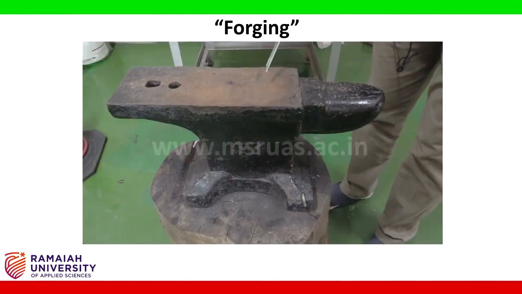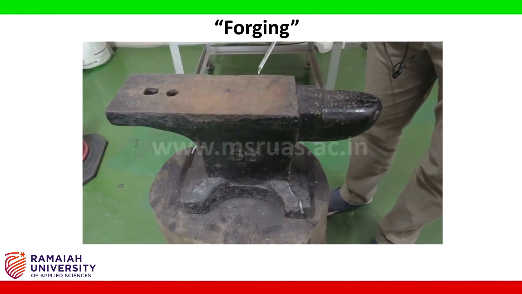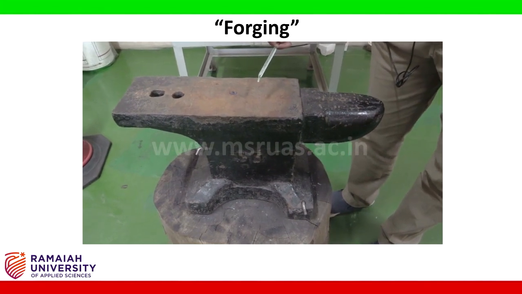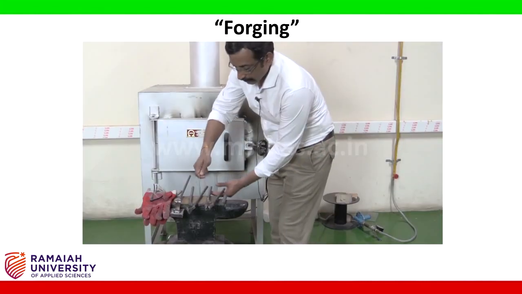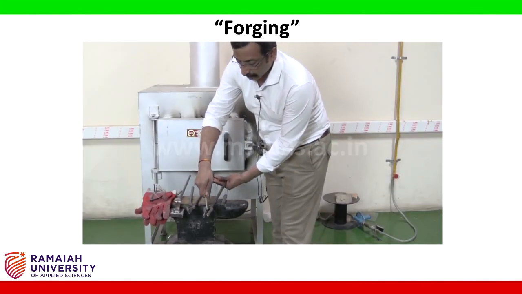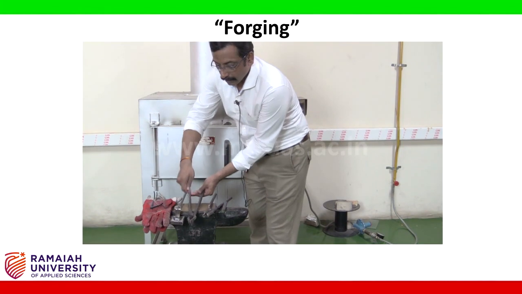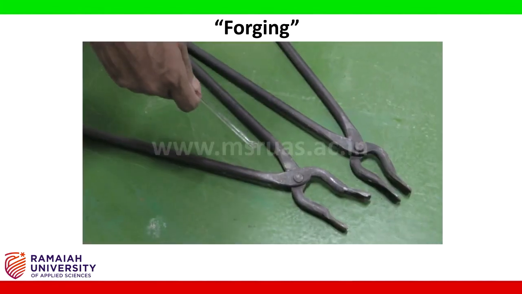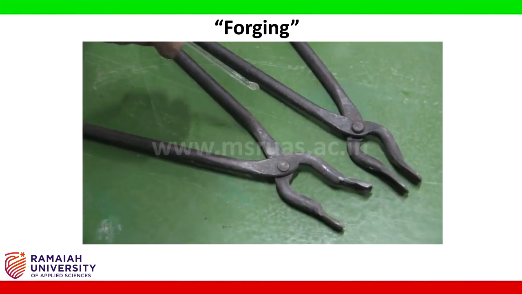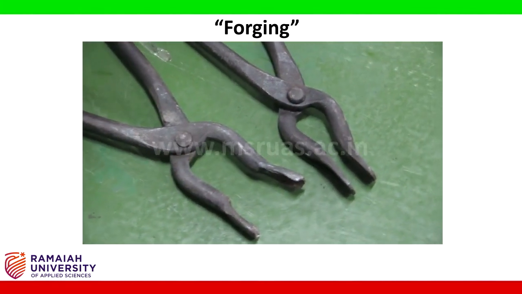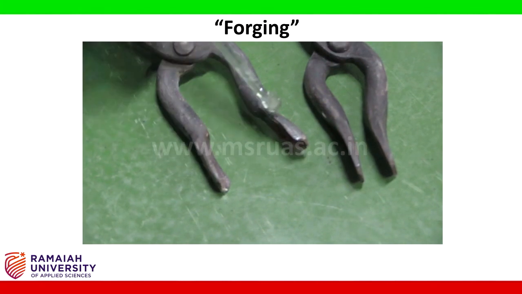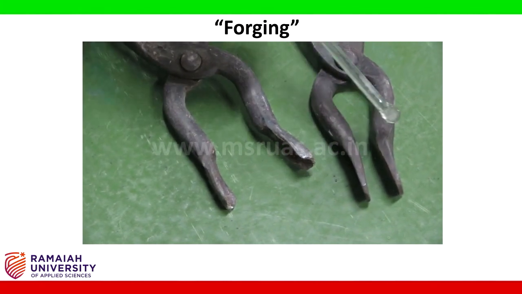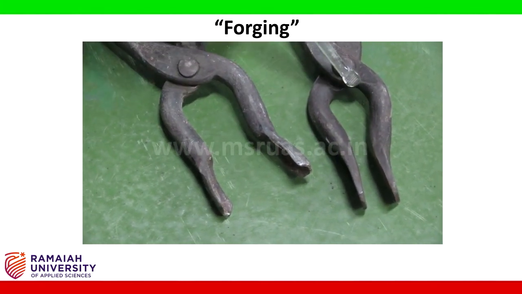Anvil. This is the anvil where the heated sample is placed and hammered with the help of tongs, flattener and sledgehammer. Round end tong, flat end tong. These are tongs which help us hold the heated samples during forging. This one has a round end and this one is a flat end: round tong and flat tong.